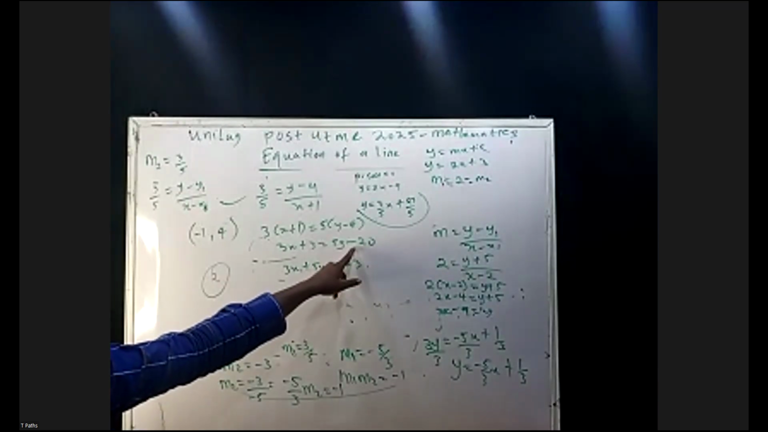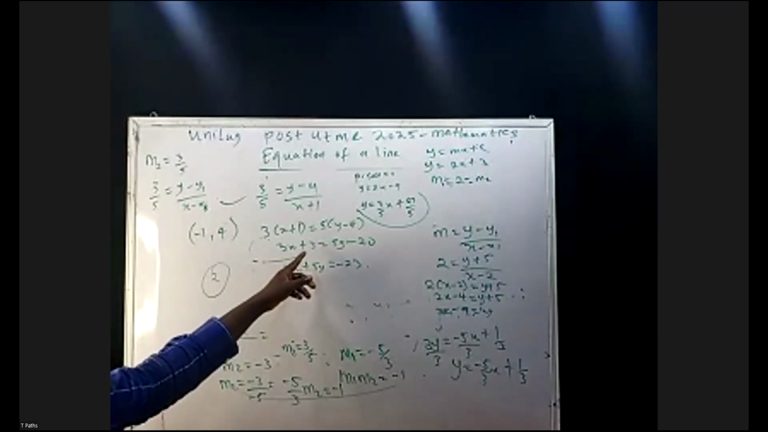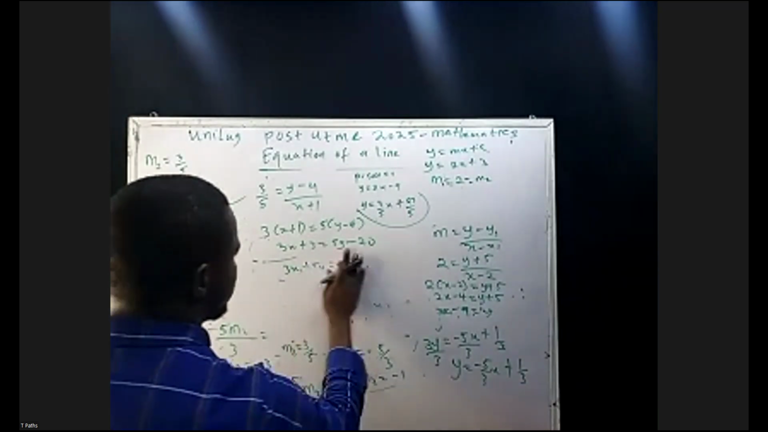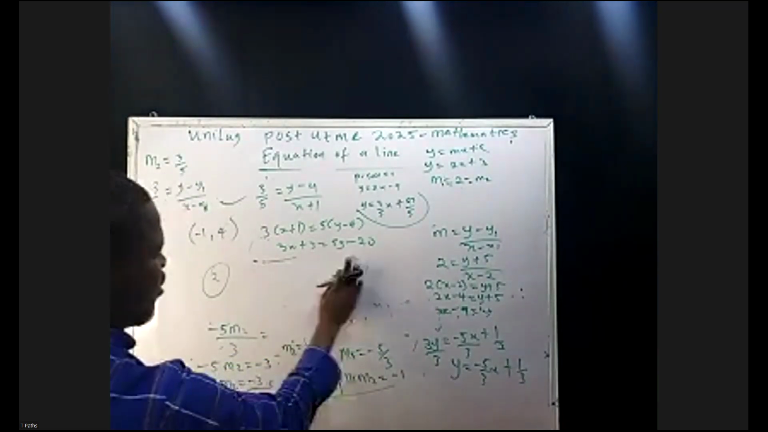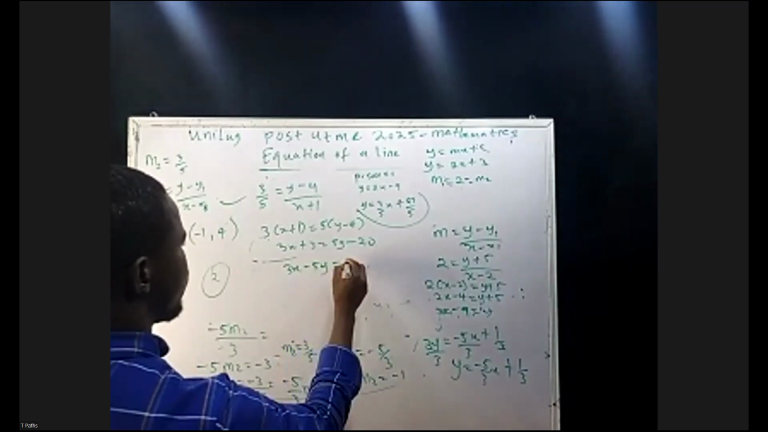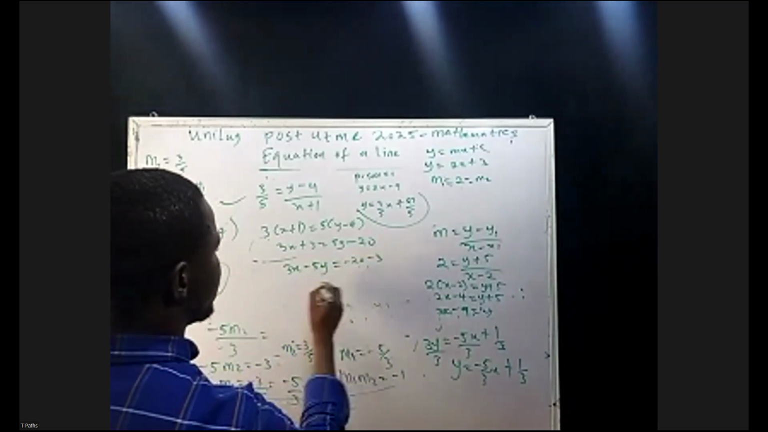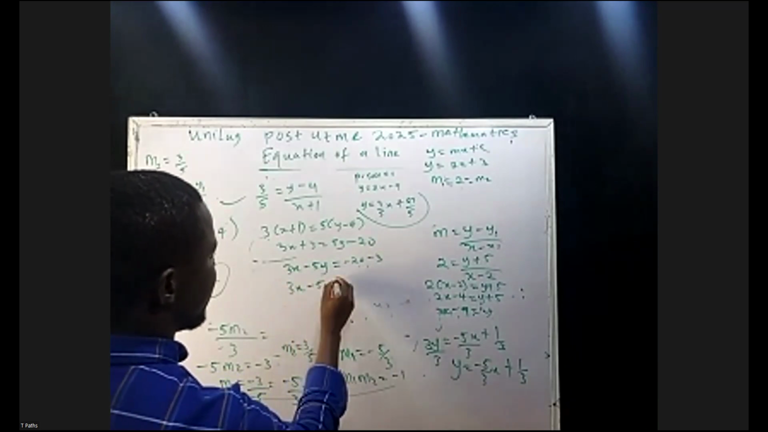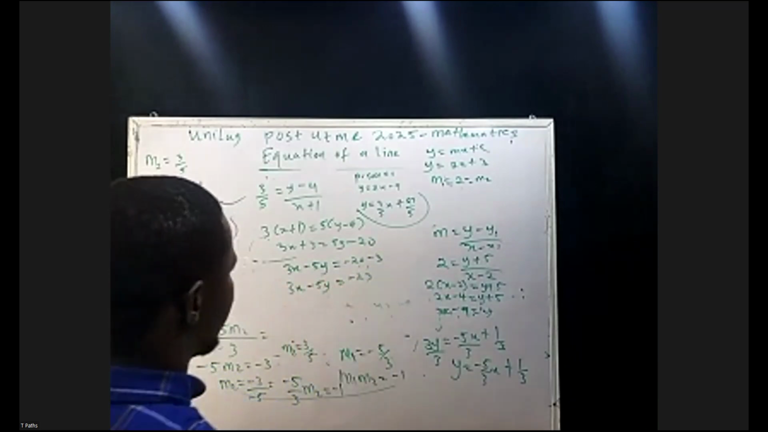Yes, you're supposed to collect like terms. I collected like terms now. I brought this one to this side. Oh, thank you. God bless you. I've seen it. 3x minus 5y is equal to what? Minus 20 minus 3. 3x minus 5y equals minus 23. Thank you very much. I love you.